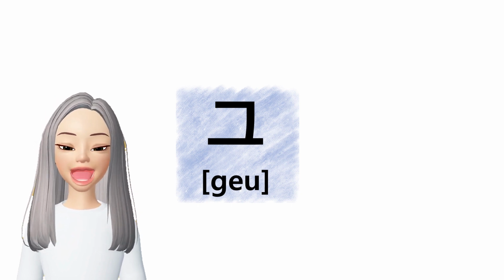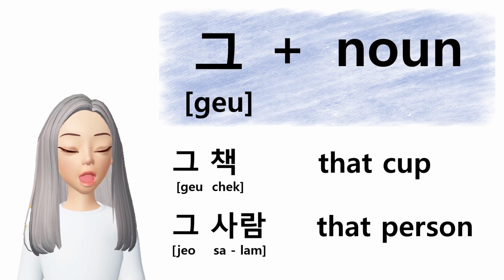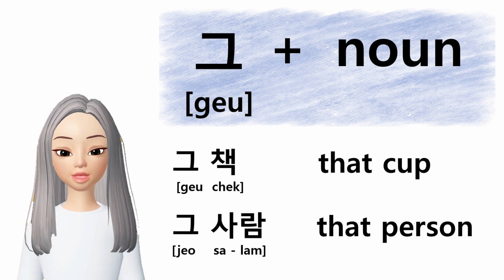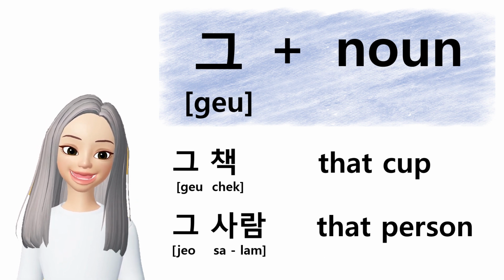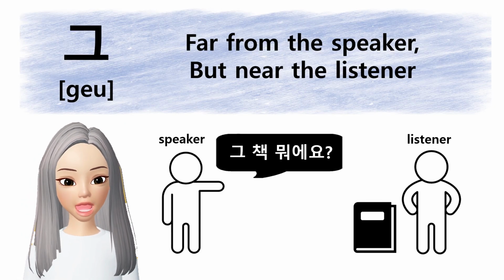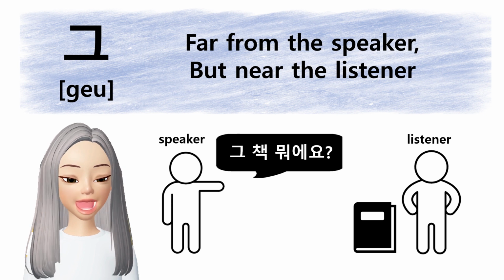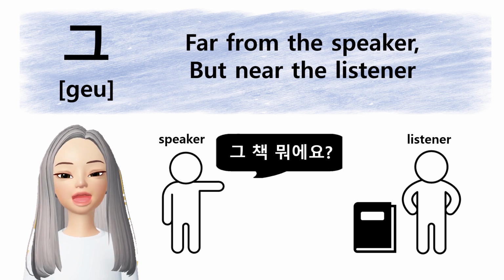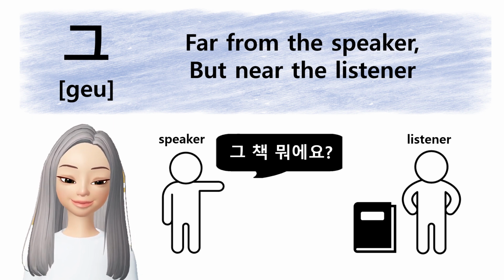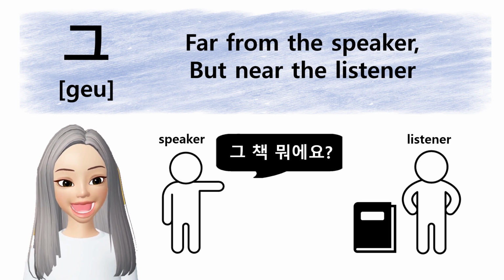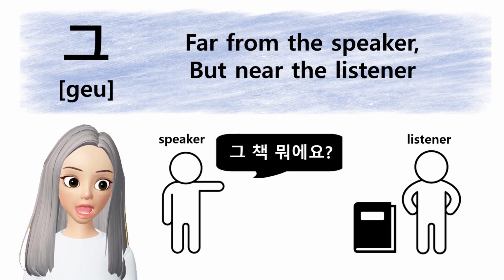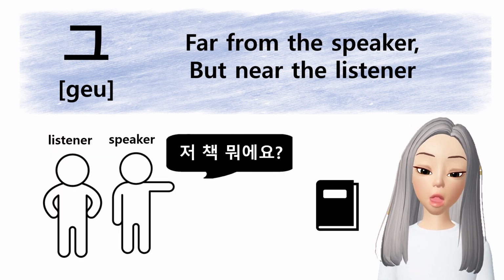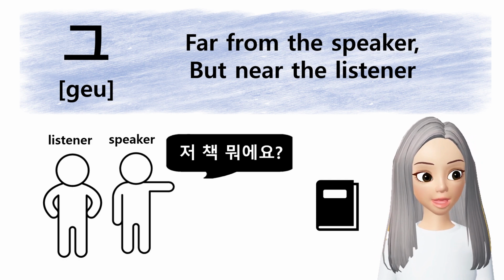Now it's time to look at the word 그 and how it's different from 저. 그 is different from 저 in several ways. Here I'm gonna sum it into three things. First, you use 그 when the thing or the noun is far from the speaker but near the listener. For example, if I say 그 책 뭐예요? Then the situation would be that this book is far from me but it's close to the listener. Whereas for 저, the book is far from both the speaker and the listener.